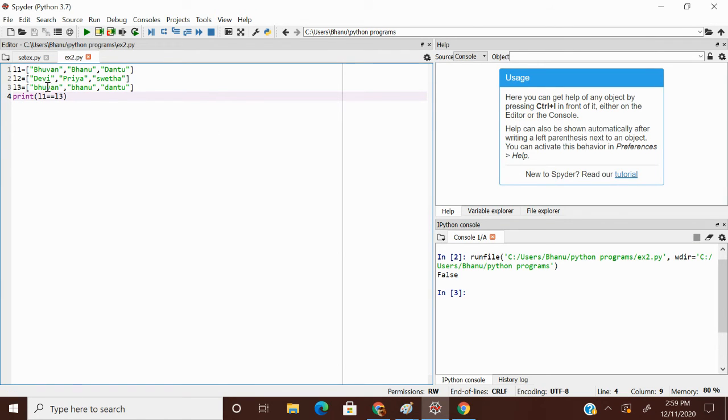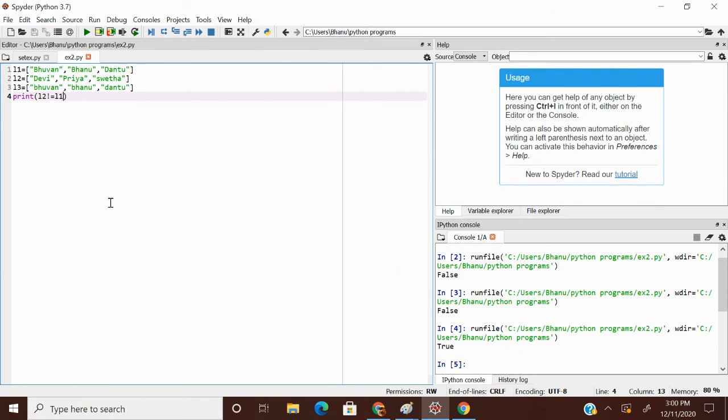Here, L2 is equals to L3. Clearly we can say L2 is not equal to L3. False. Here, L2 not equal to L1. Yes, true. L2 is not equal to L1, true. Now L3 not equal to L1. Yes, it returns true.